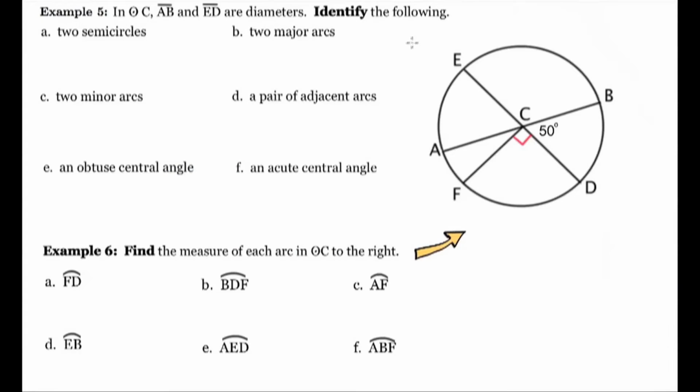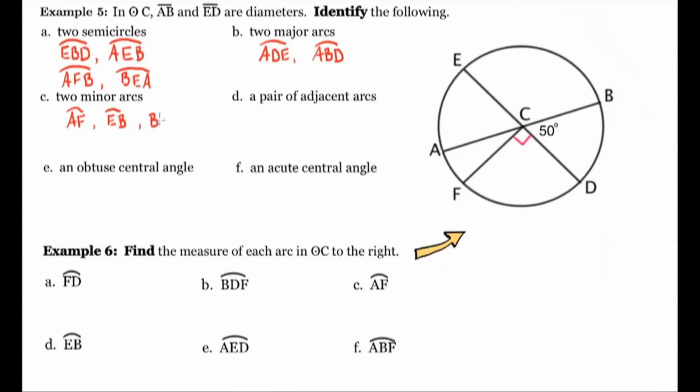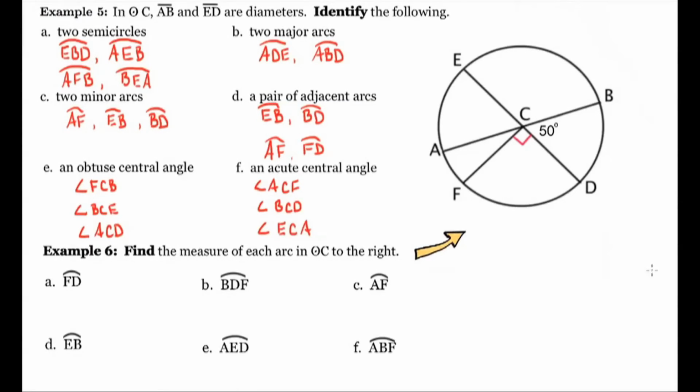Okay, example 5, we're going to identify the following types of arcs. 2 semicircle arcs. This would have a central angle of 180. Major arcs have to be greater than 180 degrees for the central angle. Minor arcs would be less than 180 or less than a semicircle. Adjacent arcs on the same circle, but they share a common point, only one point. Obtuse central angles got to be greater than 90 but less than 180, and an acute central angle's got to be less than 90.